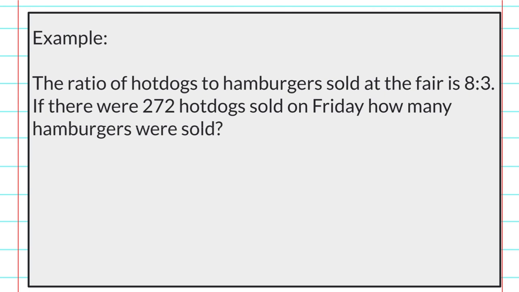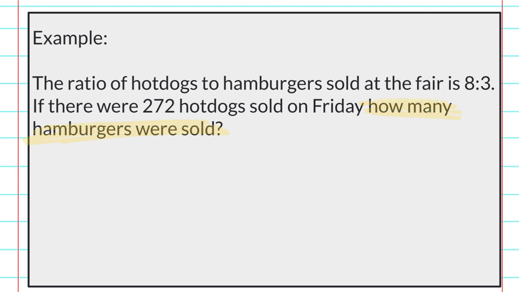So here's an example. The ratio of hot dogs to hamburgers sold at the fair is 8 to 3. If there were 272 hot dogs sold on Friday, how many hamburgers were sold? So a few things we need to figure out first. We need to figure out how many hamburgers were sold. Okay, so let's highlight what exactly we're looking for.